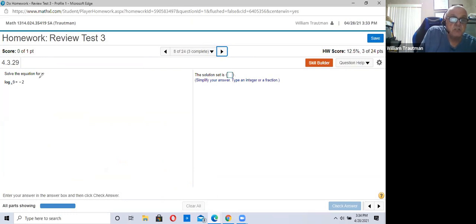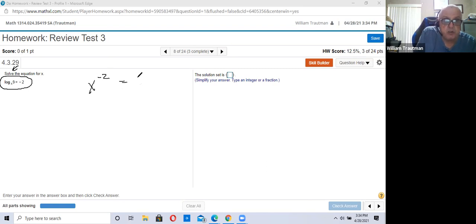Okay, so solve for x. If we have a log problem and we're solving it, you change it to exponential form. You have to know how to change this to exponential form. You got to have the formula written in front of you. X to the negative 2 power equals 9. Now we're in exponential form. The negative says flip it.